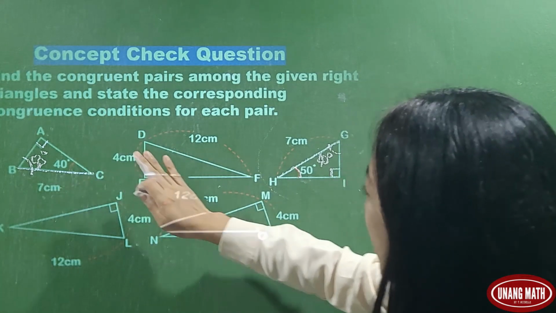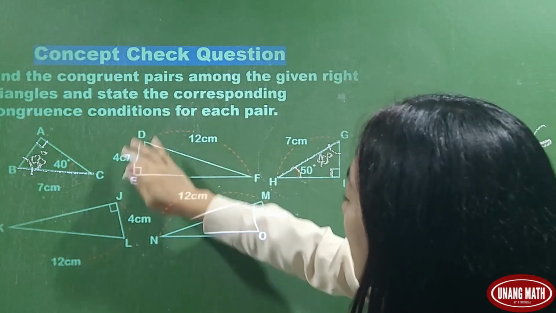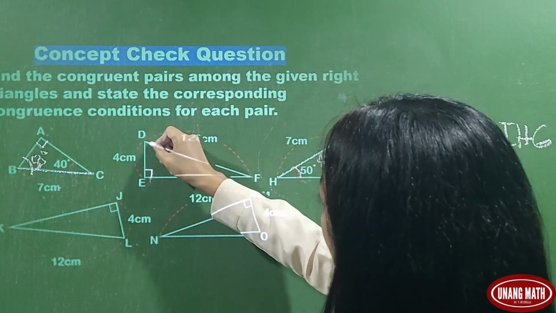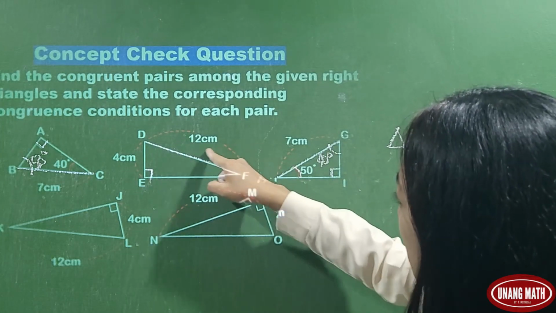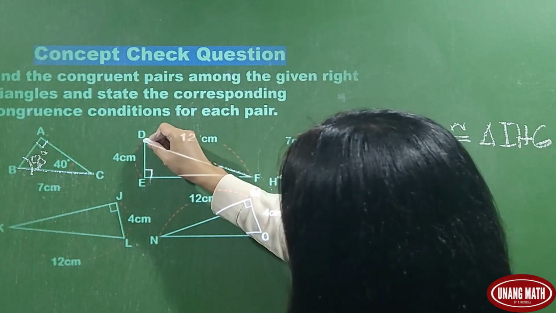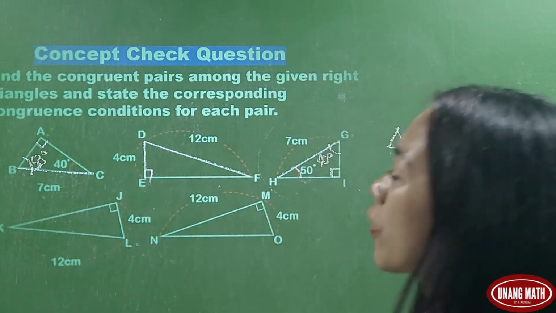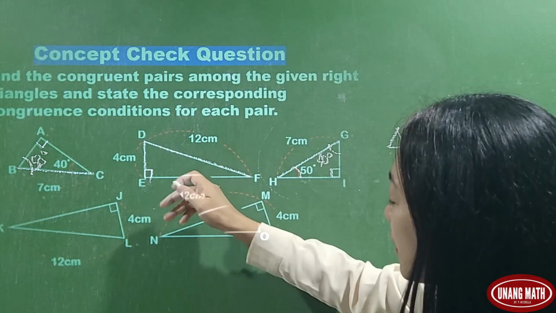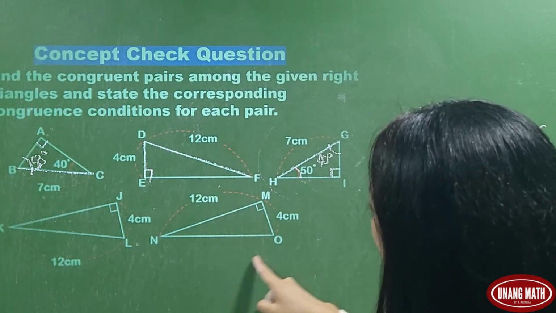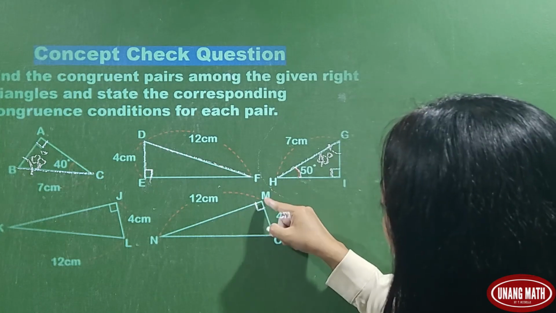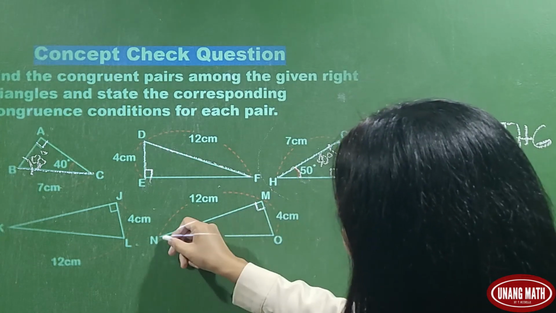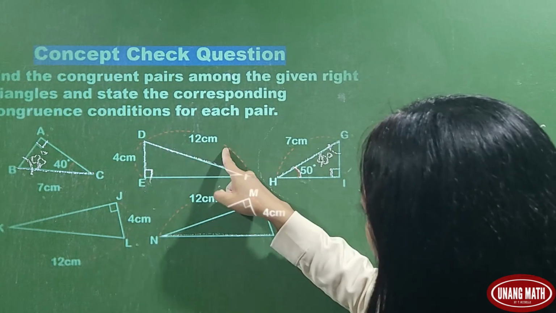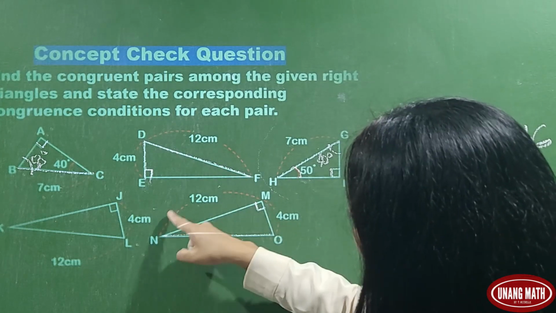Okay, moving on to our next pair. Let's consider this triangle. Okay, this is our right angle, opposite side, this side, so this is our hypotenuse. It measures 12 centimeters. And this segment DE is 4 centimeters. Okay, let's find another triangle that's congruent to this triangle. Let's look at this triangle. This is our right angle. So opposite side is this side, so this is the hypotenuse. But this is not 12 centimeters. This side is the one that's 12 centimeters.